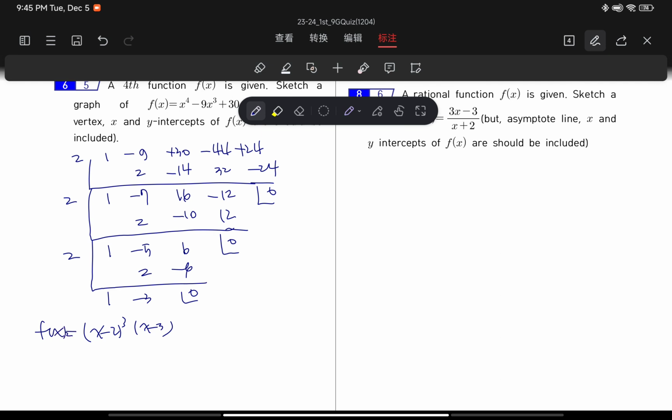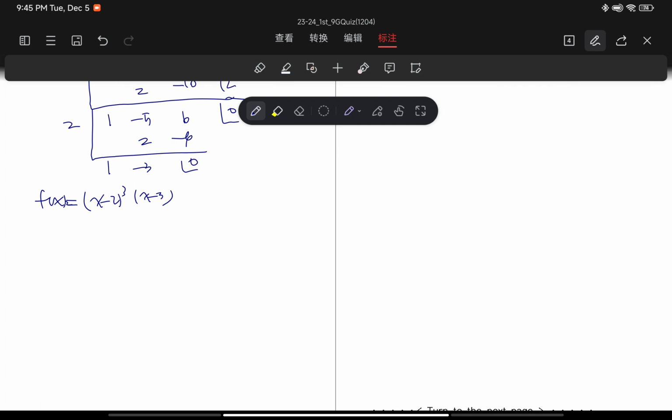Okay, so here's the x-axis and here is the y-axis. There are 2 x-intercepts, x equal 2 and x equal 3, and x cubed, so it flattens and passes through.